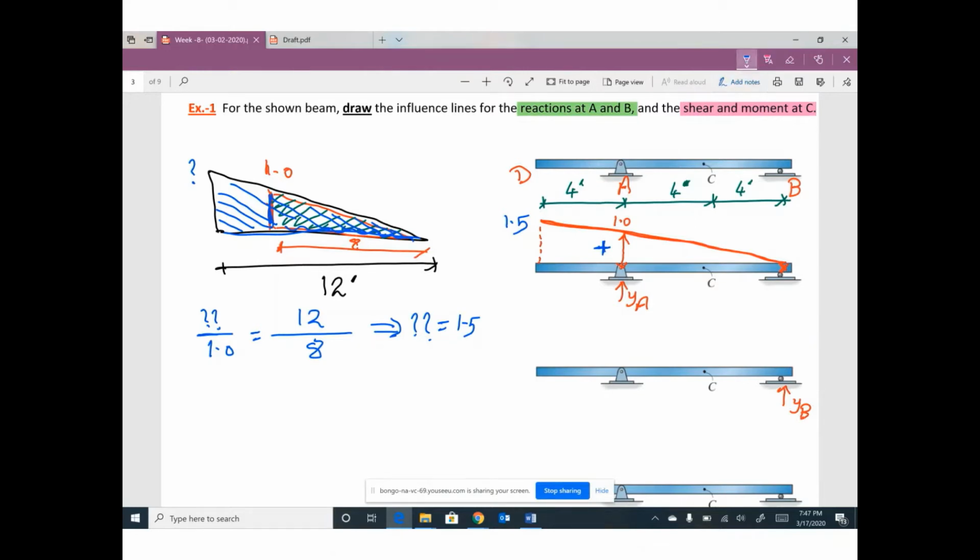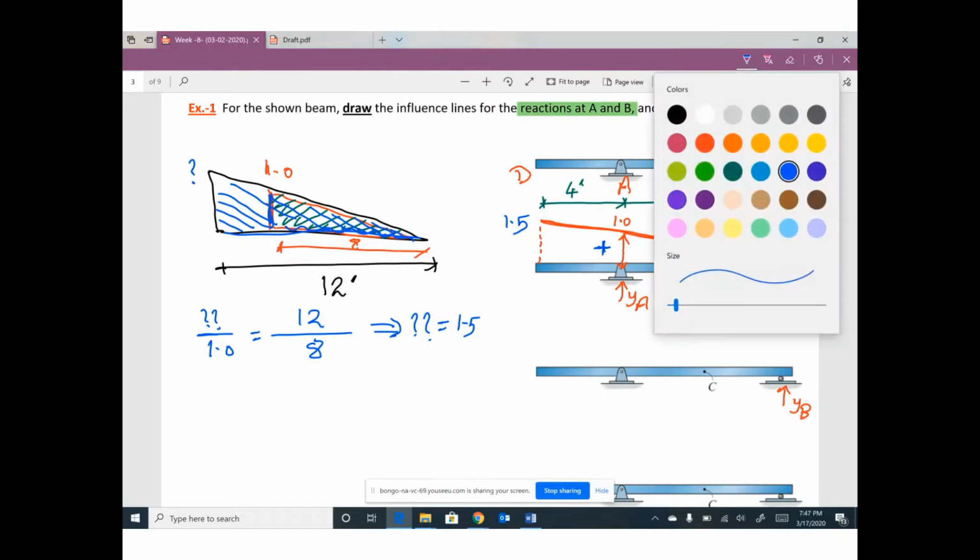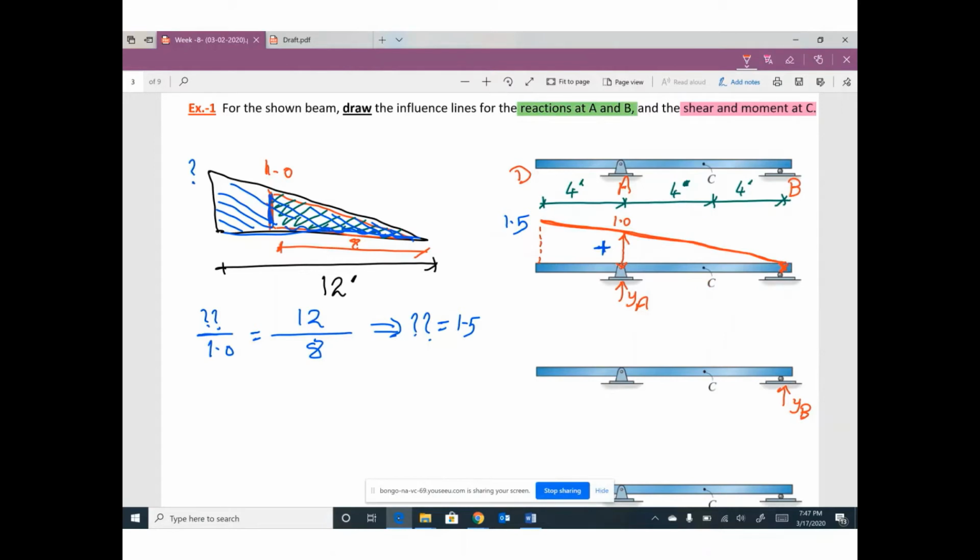One more time. If you would like to draw the influence line for reaction YB, push your support B up by 1. Any other support as it is. The new shape of this beam, your beam must be one line because it's one unit. So the new shape of this beam looks like this.